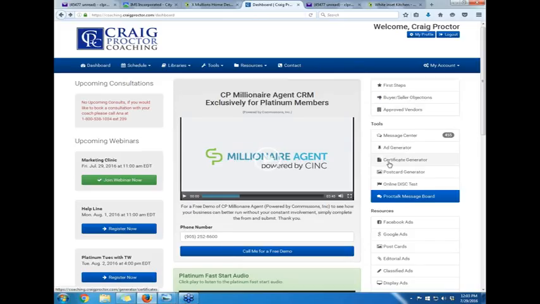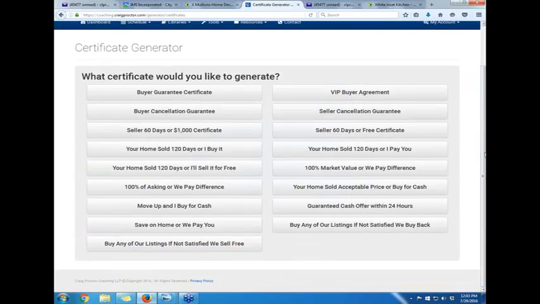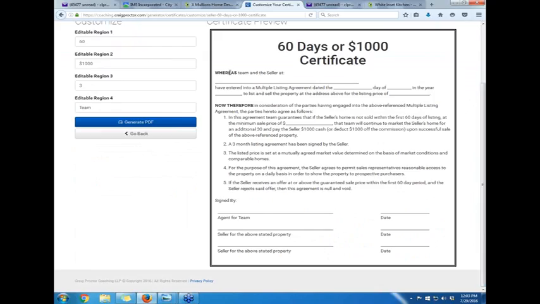We've got the ad generator, the certificate generator. What is a certificate generator? Whenever you make any of these guarantees, you're going to have your buyer or seller sign off on something, right? Just so they don't come back and say, well, I didn't know it worked that way. So that's where you're going to fill all this information here. So I want to change this to 30 days, remember. Okay, and then you're going to type in your name here, the Craig team. Okay, so this is what you're going to print off, and this is what you're going to hand the seller. So the ad is customized, and the certificate is customized for you.